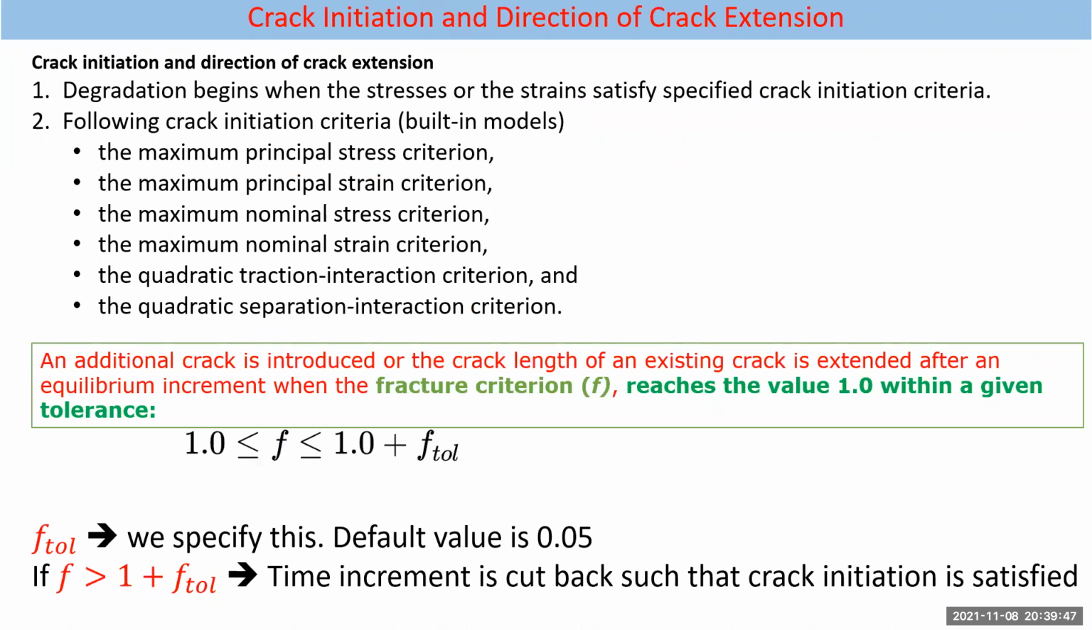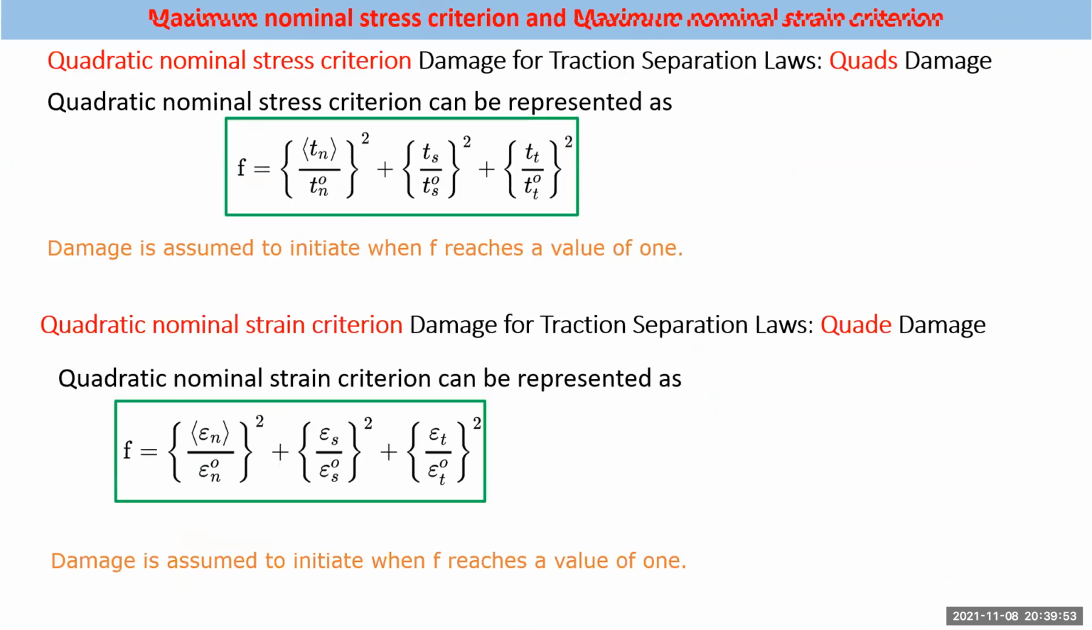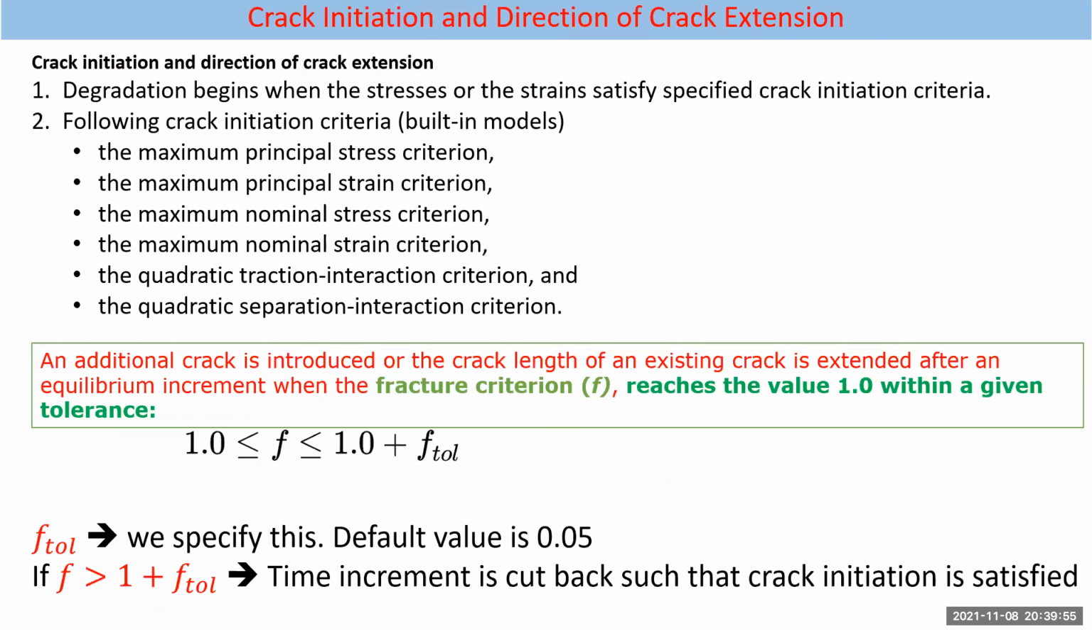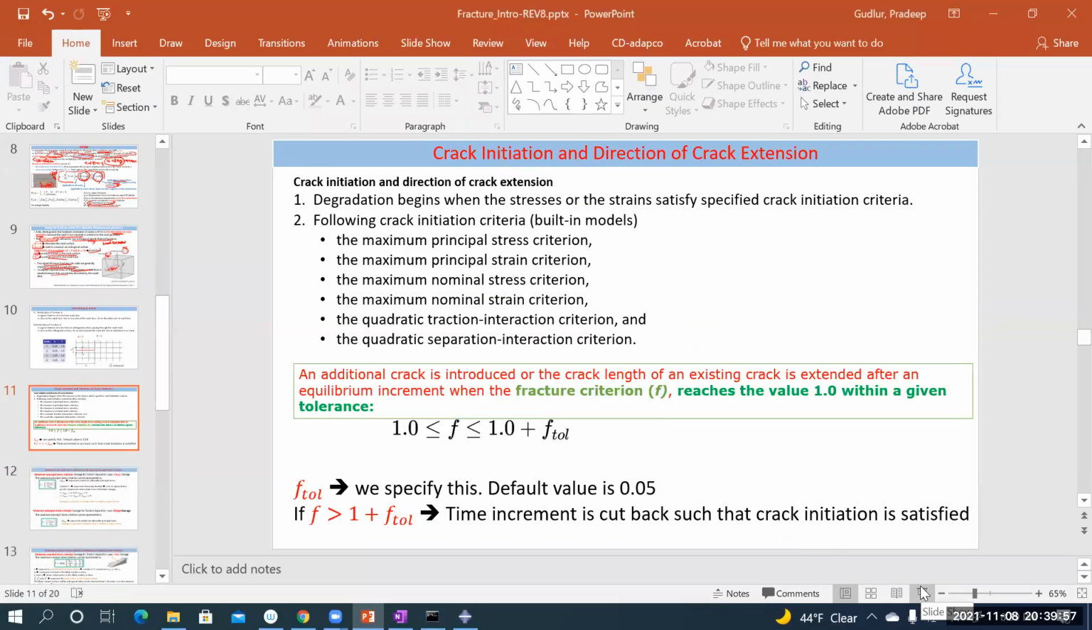All right, the crack initiation. We need a criterion for the crack to initiate. We need a criterion for the crack to propagate. That's what we'll discuss. What we have covered so far is common to all the software, not just Abaqus. From here onwards, we'll do it with the Abaqus example.